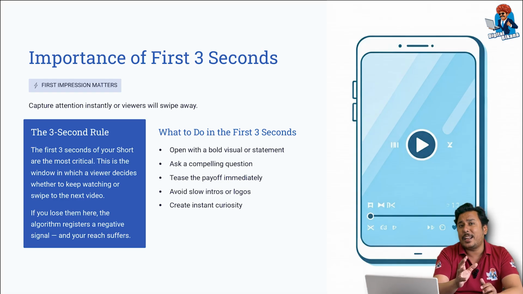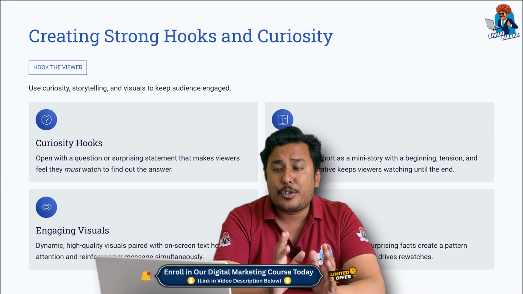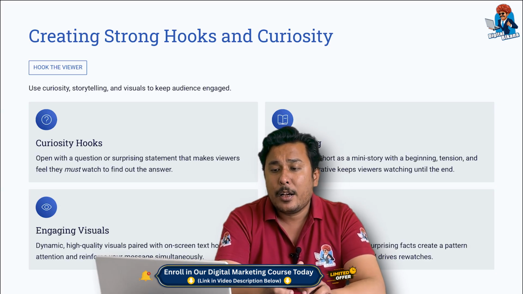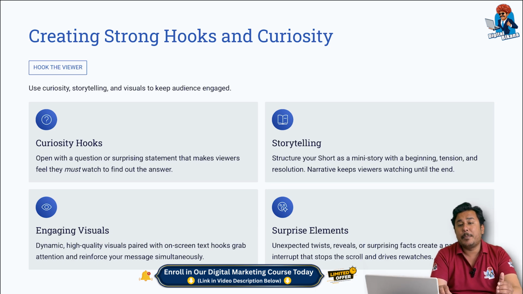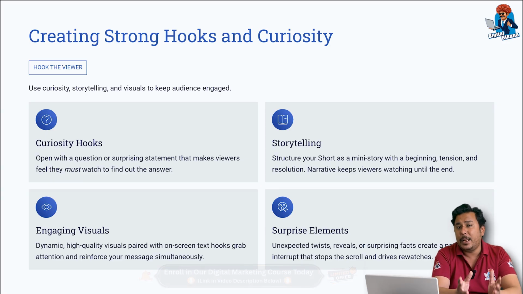You can create instant curiosity. Like, do you know what happened that night? In this manner, you can create curiosity among your viewers. You can create strong hooks and curiosity. Curiosity hooks open with a question or surprising statement that makes the viewer feel they must watch that particular short to find out the answer. You can use storytelling: structure your short as a mini story with a beginning, tension and resolution. Narrative keeps the viewer watching until the end.